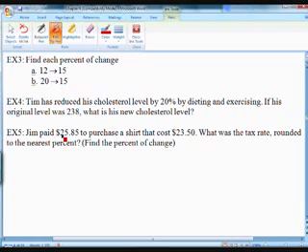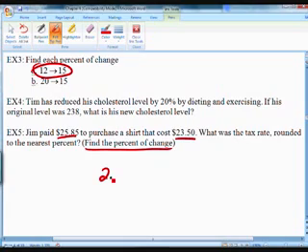He paid this much. The shirt cost this much. It says, what was the tax rate rounded to the nearest percent? And it gives you a good hint. Find the percent of change. Remember this percent of change problem up here? The amount of change. First off, we're going to find the amount of change. How do you find the amount of change? You subtract the two. Can anybody tell me what the amount of change was? $2.35 is how much it went over.